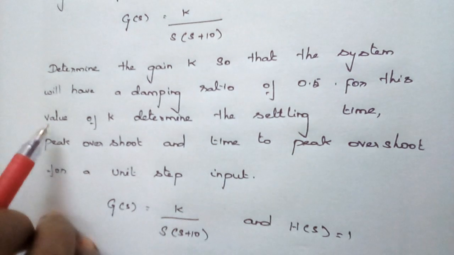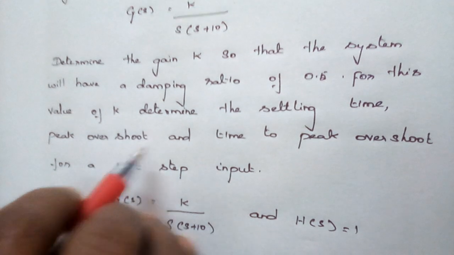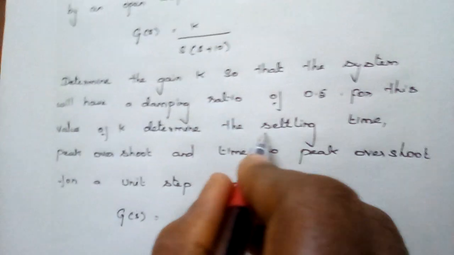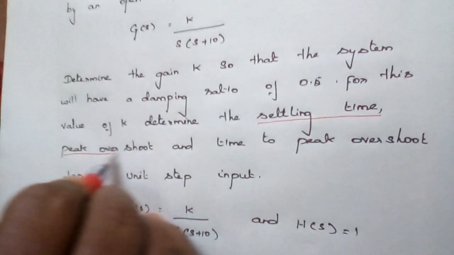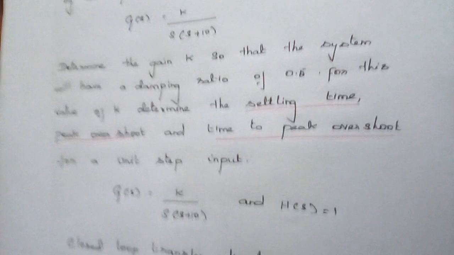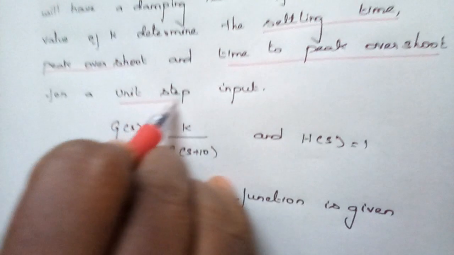For this value of K, determine the settling time, peak overshoot and time to peak overshoot. We need to find out these three parameters: the settling time, peak overshoot, and time to peak overshoot. Already we know the formulas to find out the settling time, peak overshoot and time to peak overshoot, right? And it is given for the unit step input.